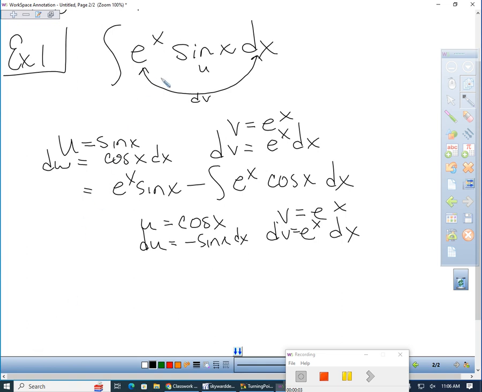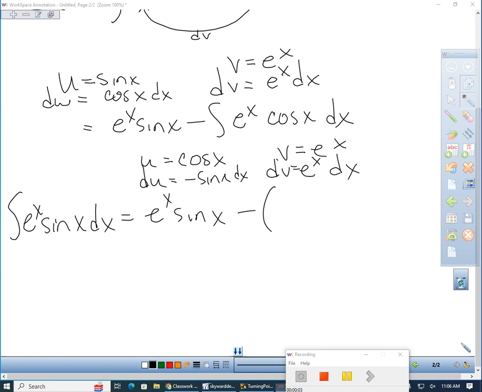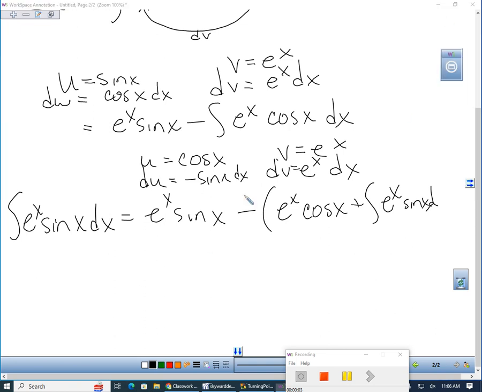So right now, I have the integral of e to the x sine x dx equals e to the x sine x. That's what we had to begin with. Minus. Now we're going to do the next part, and I'm going to put it in parentheses. We have u times v, or e to the x cosine x, minus the integral of v du, e to the x sine x dx, but that's minus right there, so it's plus. Right? Everybody see that? Let me write that a little better.